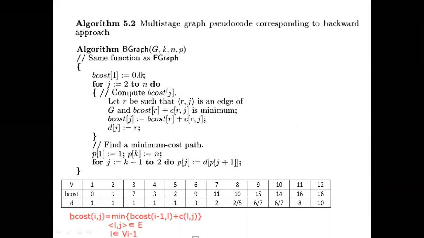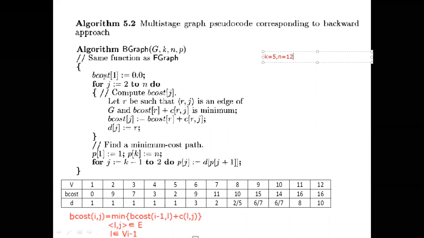Graph. What is K? K is the number of stages. Here total number of stages. How many stages are there in our previous graph? There are 5 stages. I will write here, K is equal to 5. What is N? Number of vertices. How many vertices are there? There are 12 vertices, right? What is P? P is showing the shortest path. Now we didn't have any value. We will calculate the P value here.